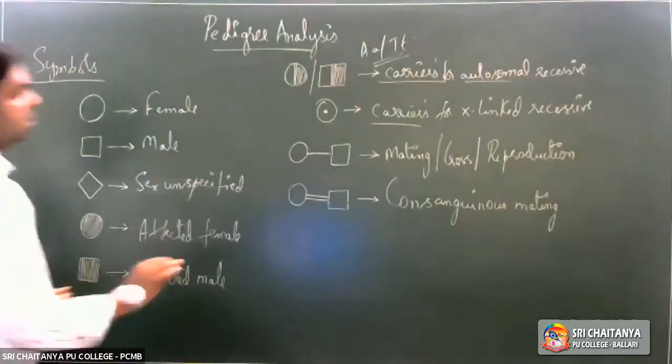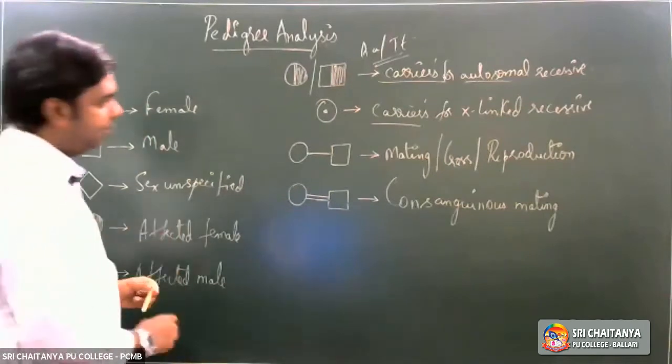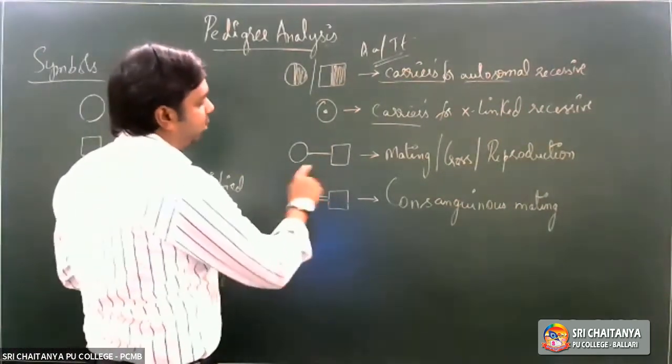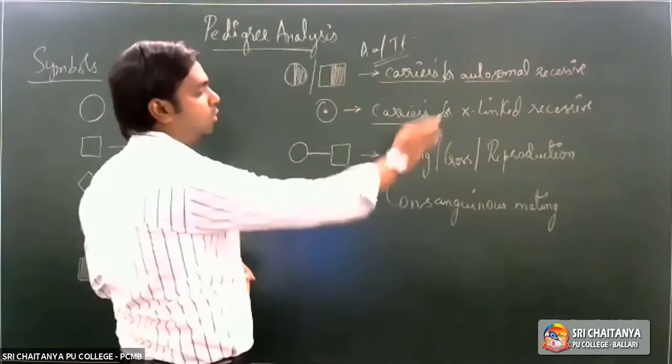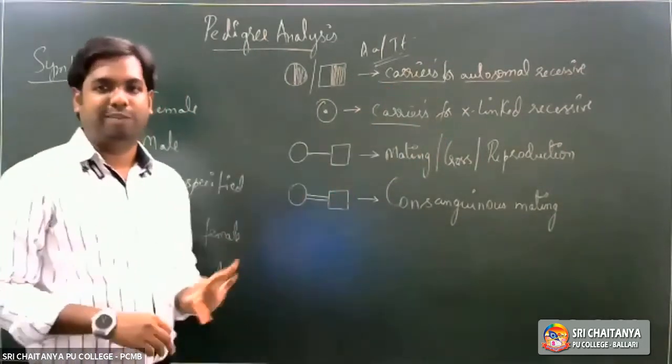So to represent normal mating or normal marriage, a female and a male are connected by one single line: mating, crossing, reproduction or marriage between two individuals.